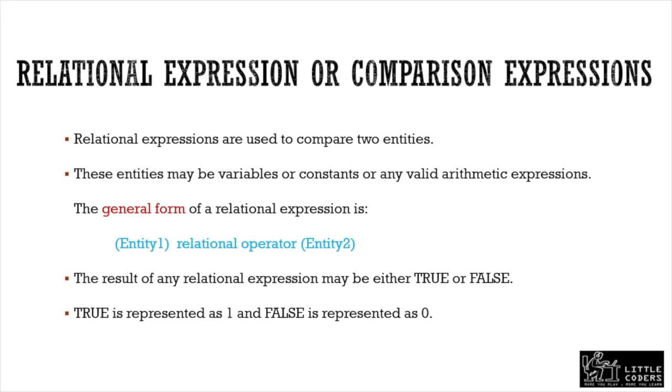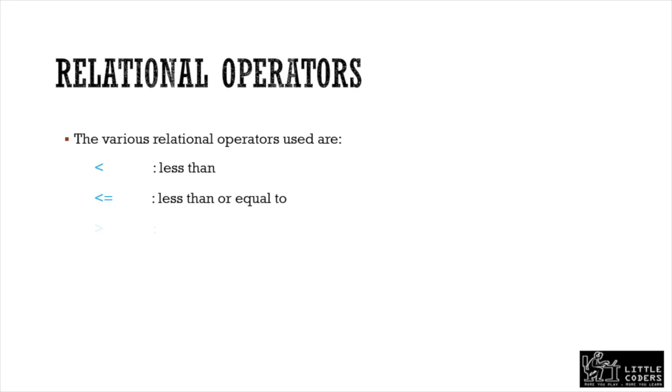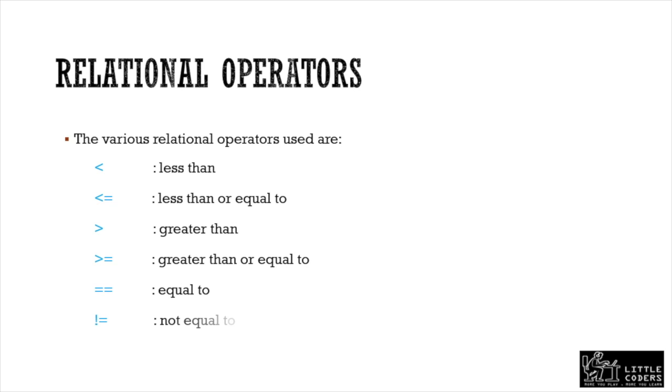Let us see some examples also. The various relational operators used are less than, greater than, less than or equal to, greater than or equal to. Here, if it is equal to, we have to use a double equal sign. Not equal to means an exclamation mark as well as an equal sign. So these are the 6 relational operators that are used in Python.